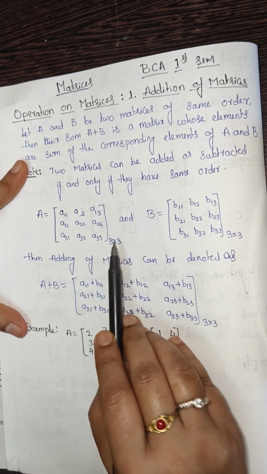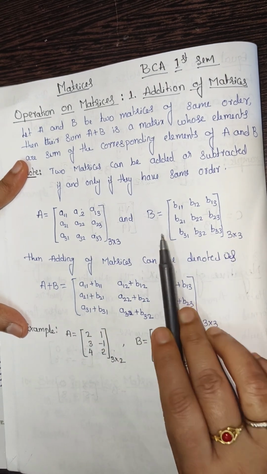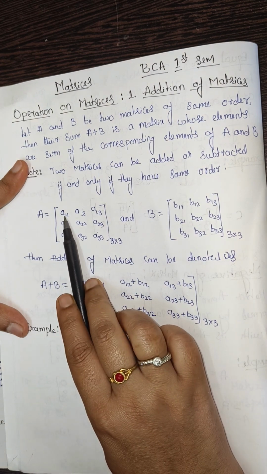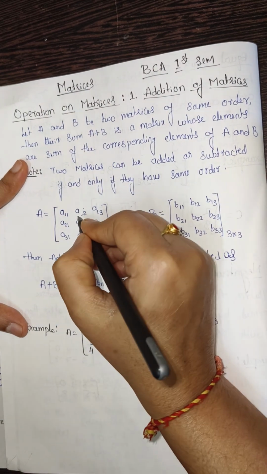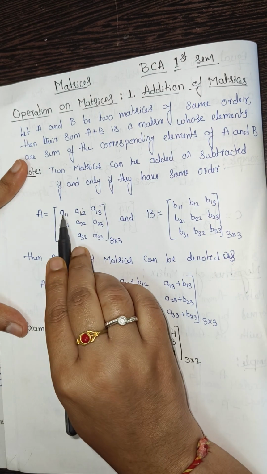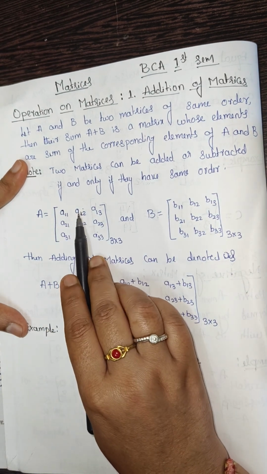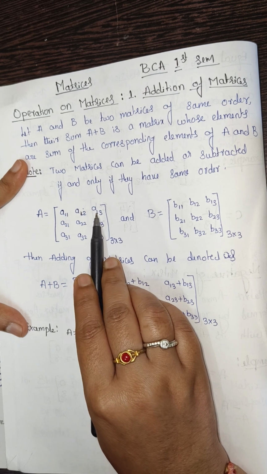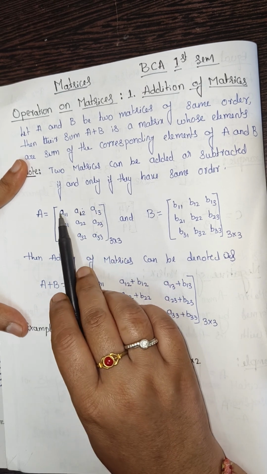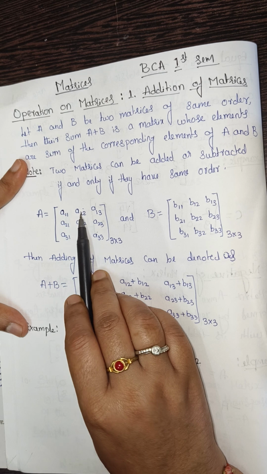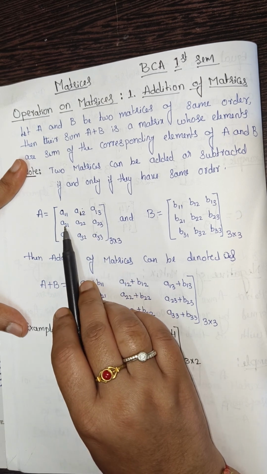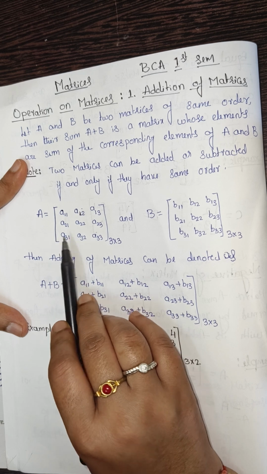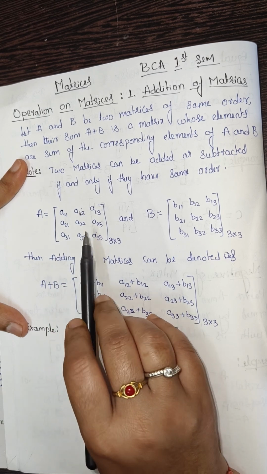See here, we took a 3 by 3 matrix A, and B is also a 3 by 3 matrix. The elements of A are A11, which is first row first column. A12 is first row second column. A13 is the place for the first row and third column. For the second row A21, A22, A23. In the third row A31, A32, A33.